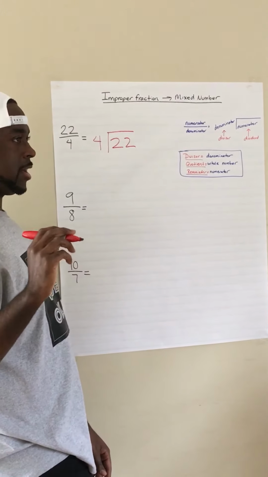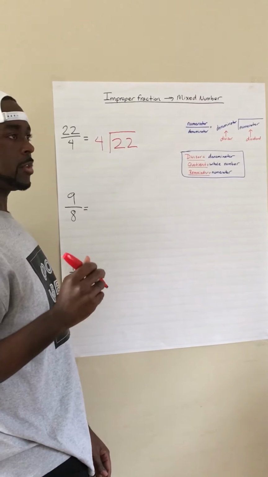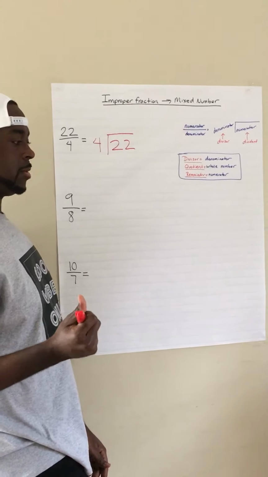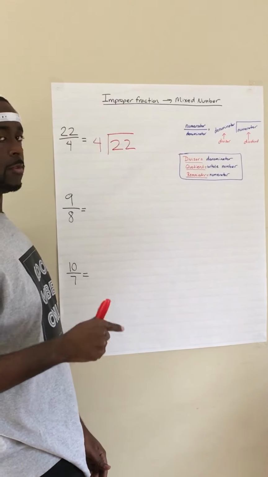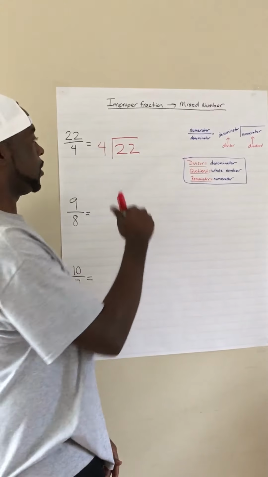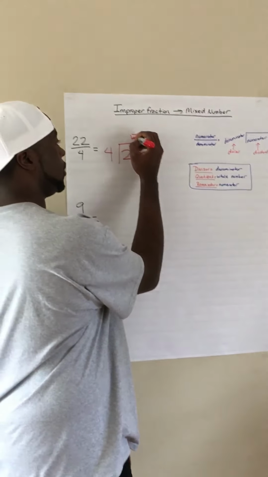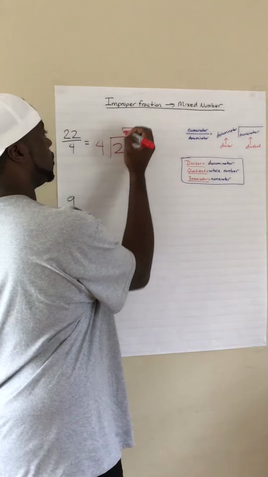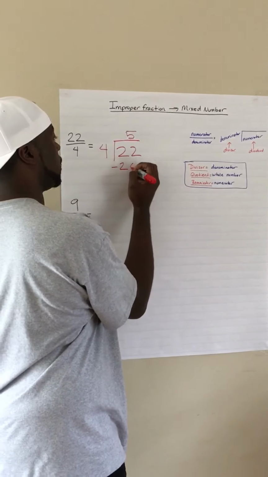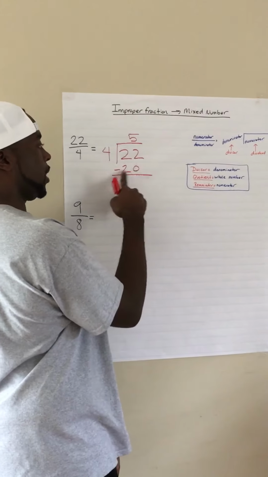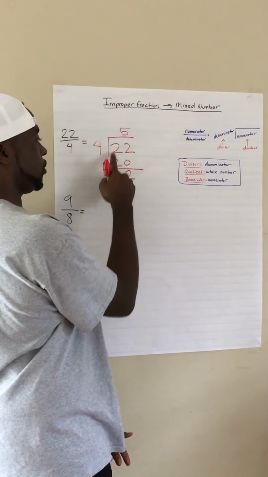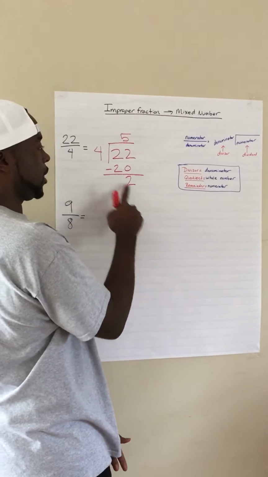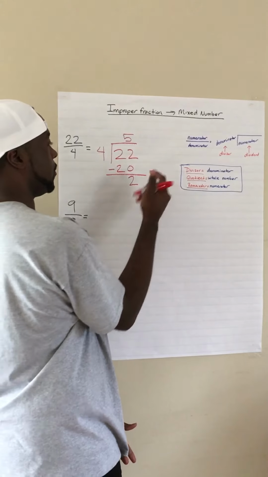So I want to think of how many times can 4 go into 22. Okay, well I think 4 times 5 is 20. 4 times 6 is 24. 24 is too big, so we're left with 5. So 4 can go into 22 5 times. So 4 times 5 is 20. 2 minus 0 equals 2. And then 2 minus 2 equals 0. Of course, we can't go any further, so 2 is our remainder.